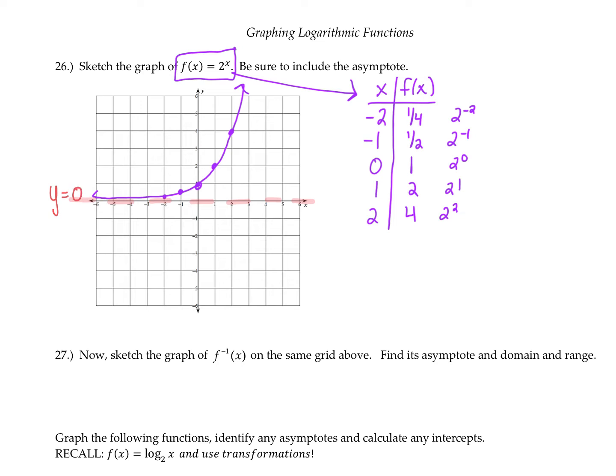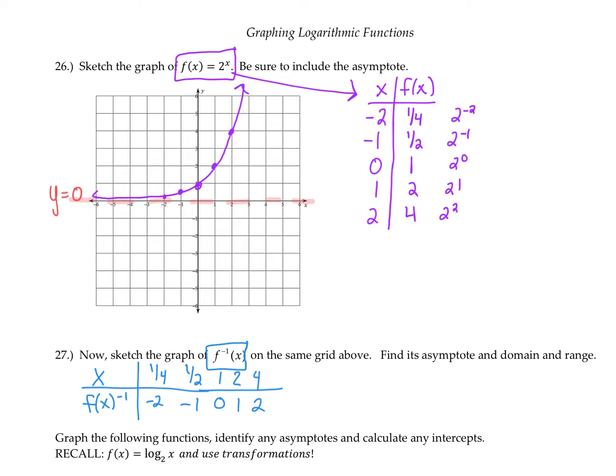All right, now they want me to sketch a graph of the inverse function. If I was sketching a graph of the inverse function, I would reverse the table that I had above. The x's would be the y's and the y's would be the x's. So it would be 1/4, -2; 1/2, -1; 1, 0; 2, 1; 4, 2.